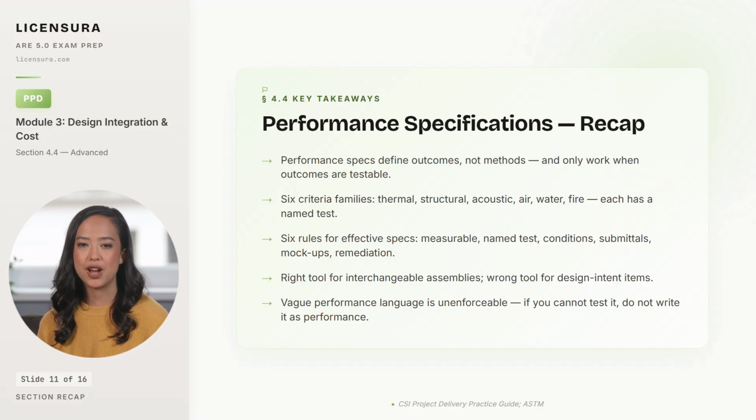6 rules separate a real performance spec from a wishful one: measurable criteria, named test method, environmental conditions, submittal requirements, mock-up and field testing, and remediation procedures when results miss the target. Performance specs are the right tool for interchangeable assemblies where multiple manufacturers can meet the goal, and the wrong tool for design intent items where the architect needs control over the specific product. And finally, vague performance language is unenforceable. If you cannot test it in the field, do not write it as a performance spec, because the dispute that follows costs more than the prescriptive language would have.